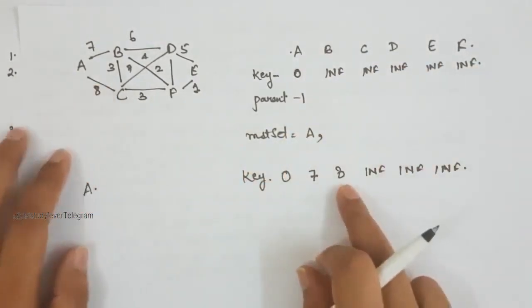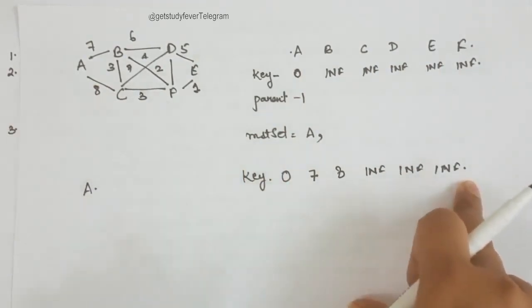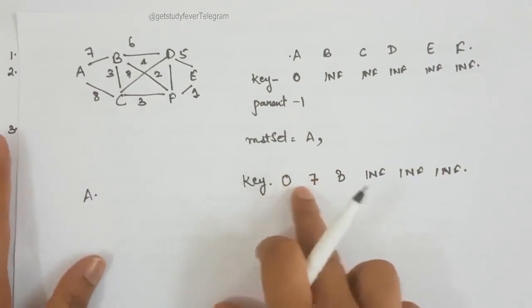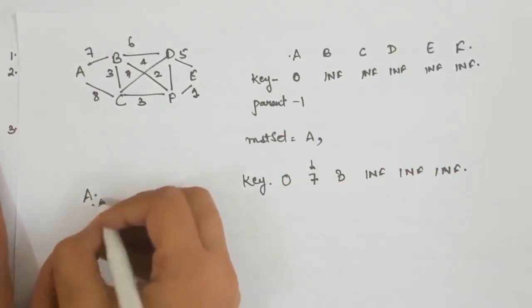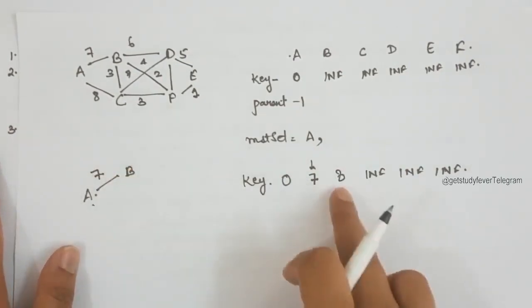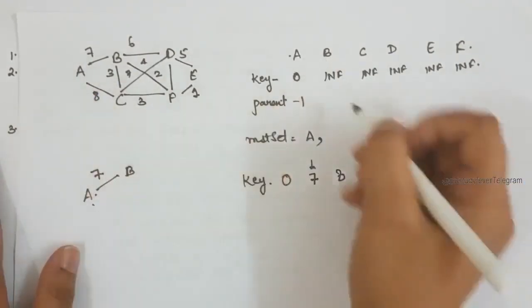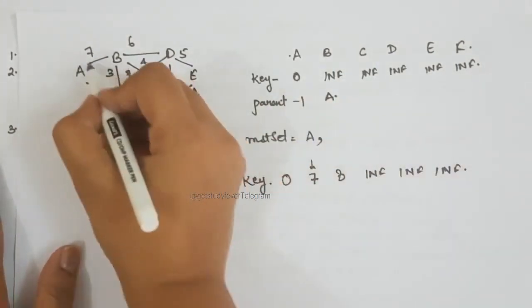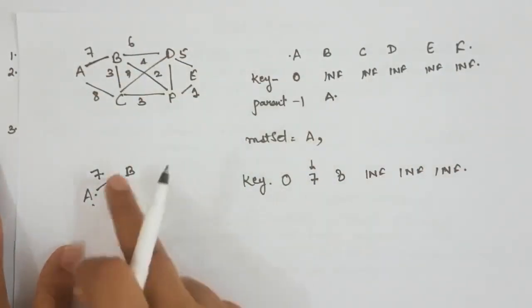Okay. Now after we have updated this value, again I will pick the minimum from this. So the minimum is B, so I will add B. Now I have added B. I will also update the parent. The parent of B is going to be A, since we are including this as A to B. Now we have included B.